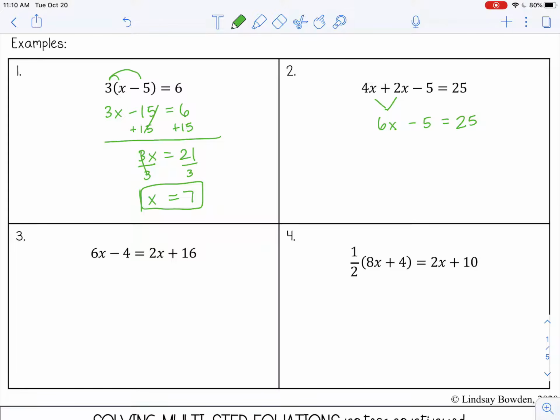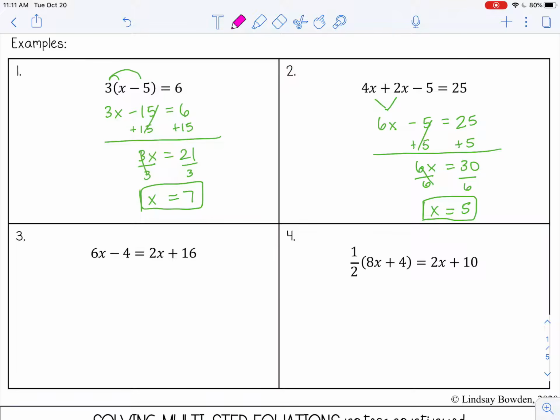All right, next I want to add 5 to both sides. That's 0, so 6x equals 30. And then finally, I want to divide by 6 on both sides. That's 1x, or just x, equals 5. And remember, you can always substitute back in to check.